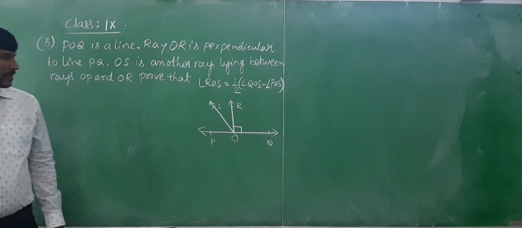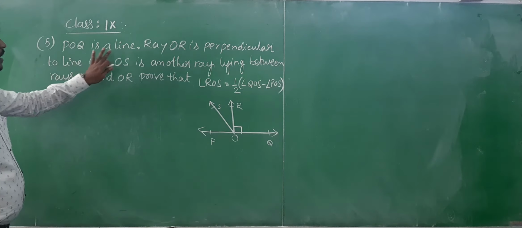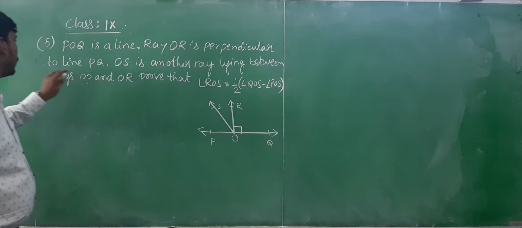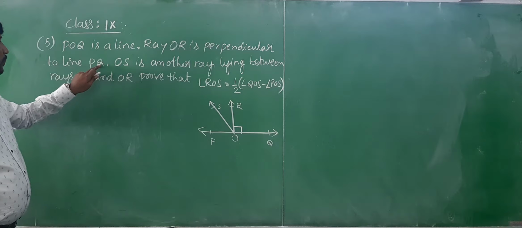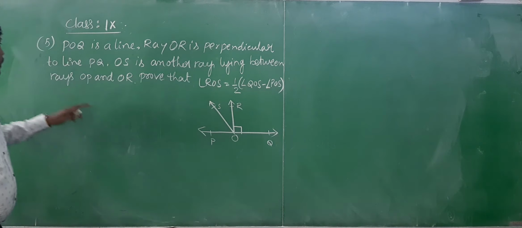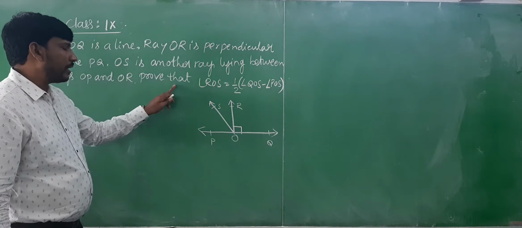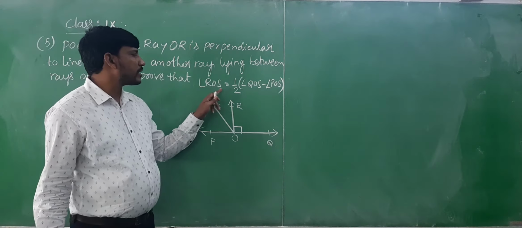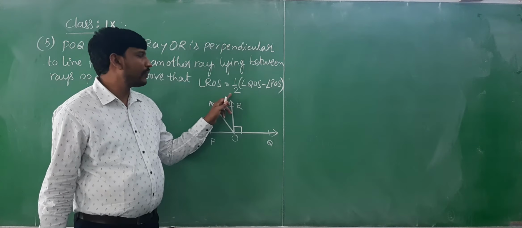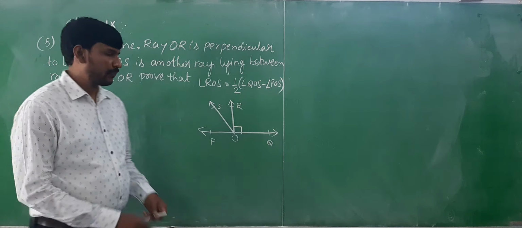Right, children. Let us discuss question number 5. POQ is a line. Ray OR is perpendicular to line PQ. OS is another ray lying between rays OP and OR. Prove that angle ROS is equal to 1 by 2 times, that is half, of angle QOS minus angle POS.